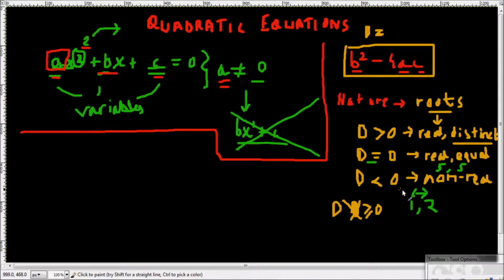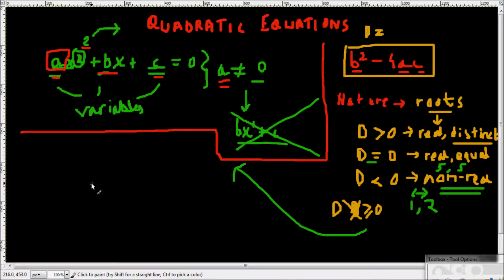If D is less than 0, you'll get non-real roots. Now we'll come to that later, because I'm not sure whether you do non-real roots in detail this year. So you can leave it here for now, but you don't need to bother much about this in grade 10. You can leave this. So the only question that is asked on this topic in grade 10 is: find the nature of the roots of the expression so and so.